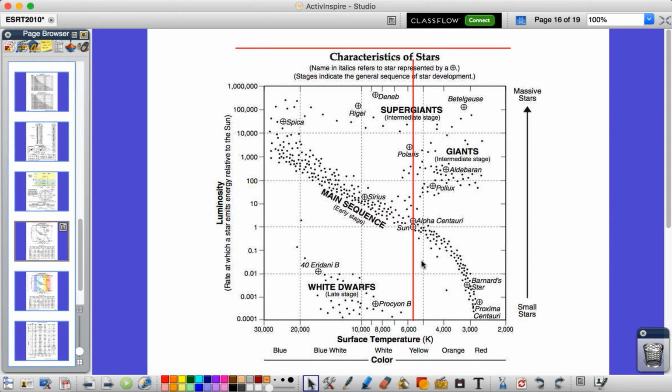Now let's take a look. What is the temperature of Aldebaran? Since we mentioned that one before, well, maybe we didn't. That's the brightest star in the constellation Taurus. Now we bring it down here, and it looks to me like the temperature of Aldebaran would be about 3,900 Kelvin.